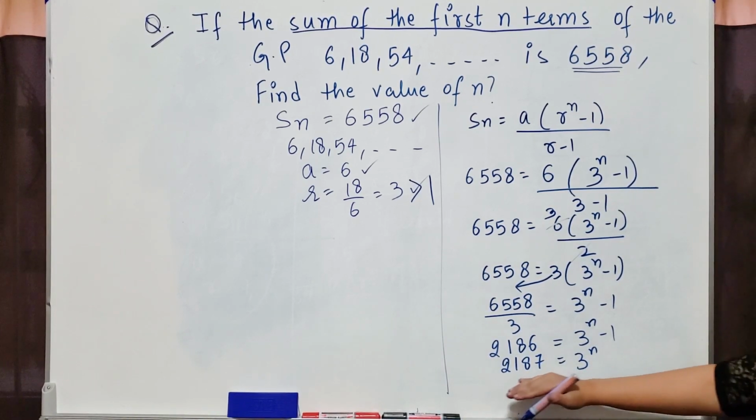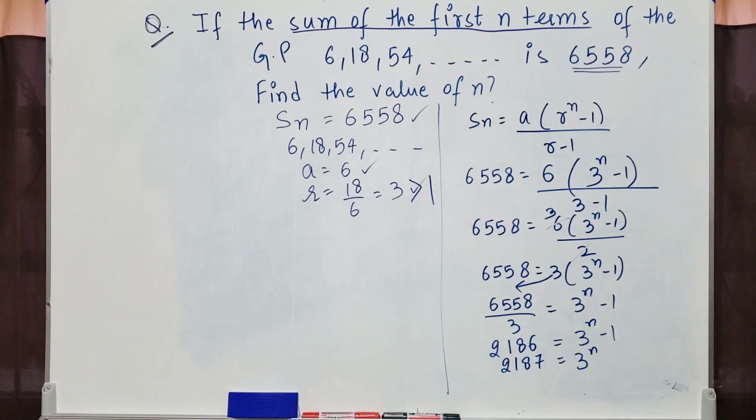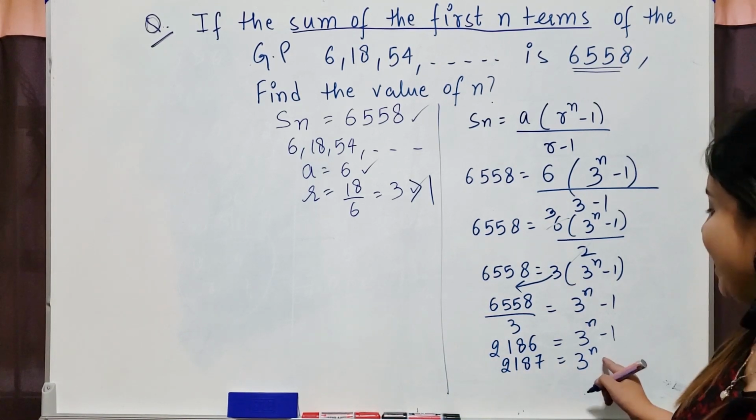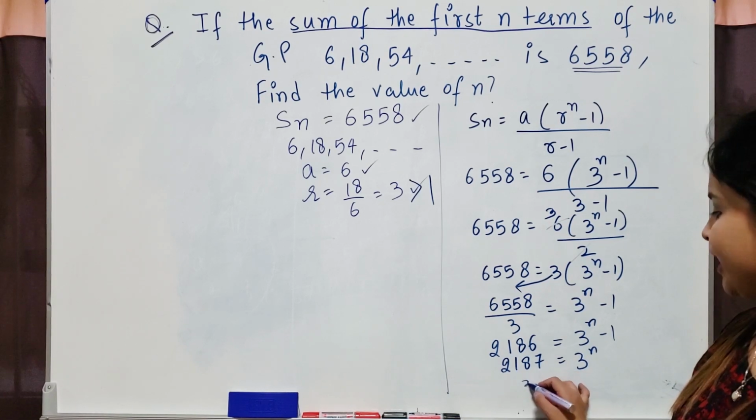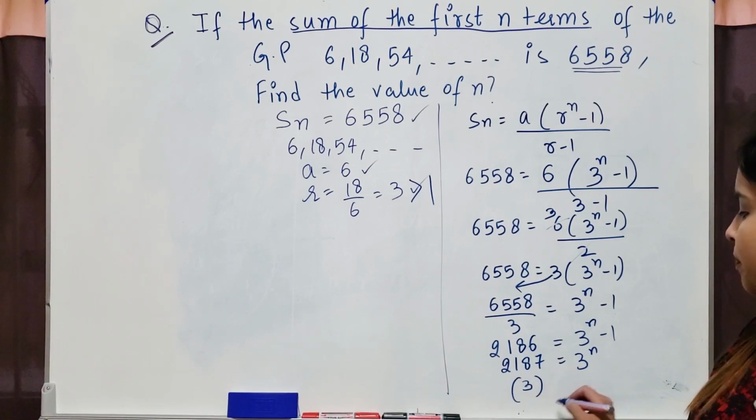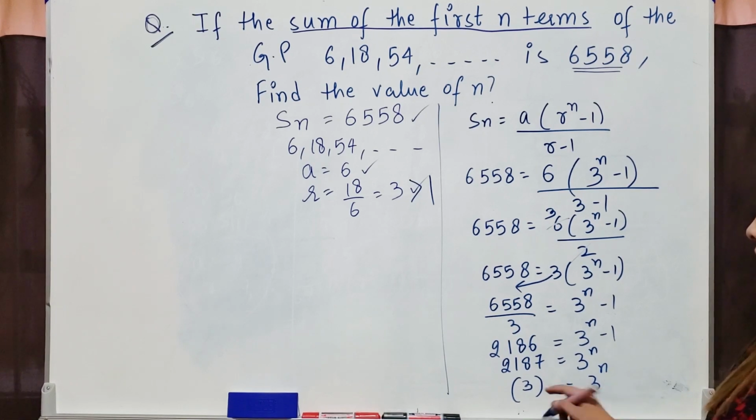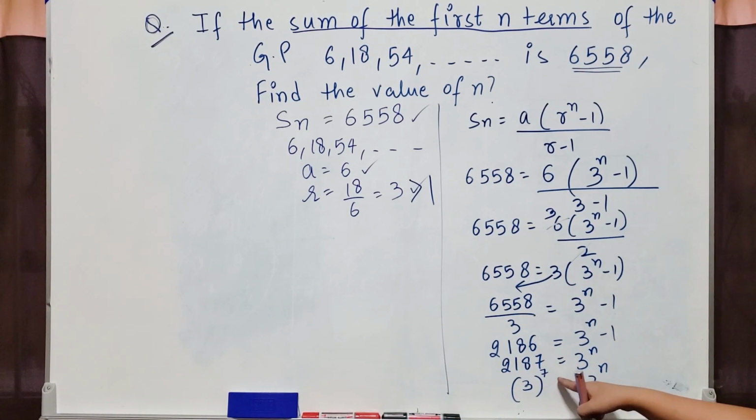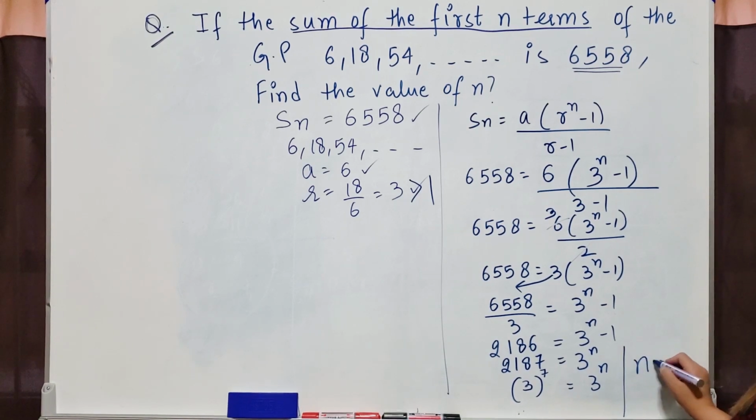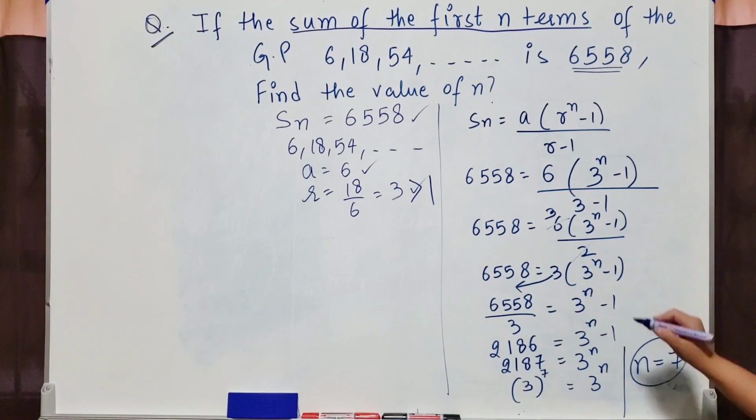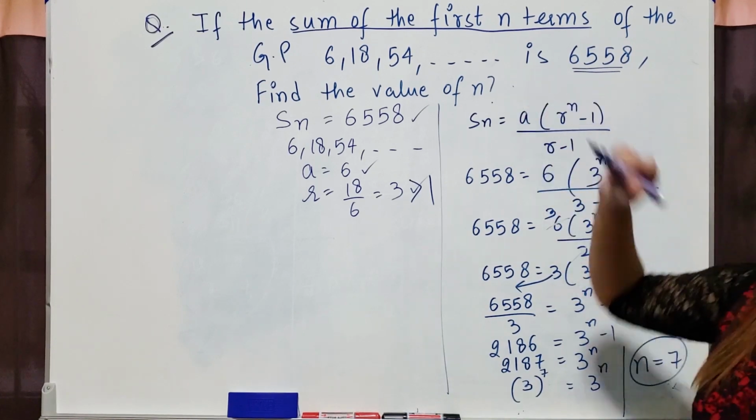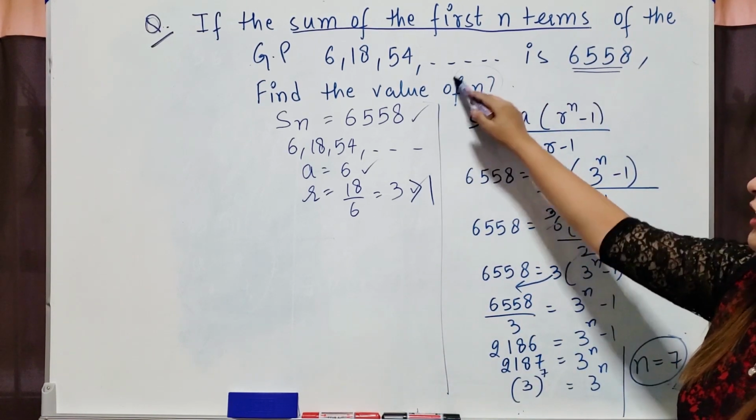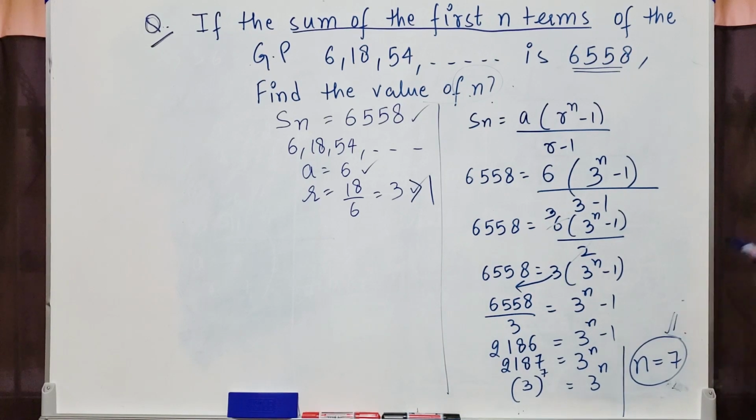So, on the left side, I have 2187. On the right side, I have 3 raised to power n. Find the value of n. Change this to 3 raised to power something. Now, 2187 is 3 raised to power 7. So, 3 raised to power 7 is 3 raised to power n. Therefore, n is equal to 7, which was the given question. Question was find the value of n. So, my n is 7.